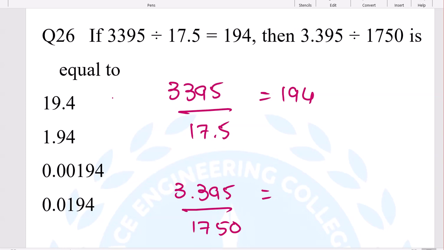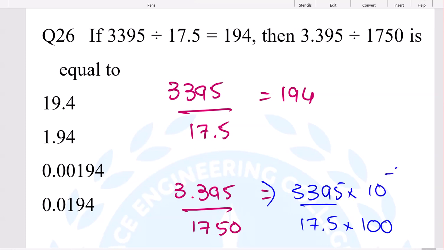17,750. If you want 17.5 to become 1750, what should be extra in the denominator? I want 17.5 in the denominator first. I can write this as 17.5 into 100. 17.5 into 10 is 175, 17.5 into 100 is 1750. Into 100 I have to take in the denominator. The numerator is actually 3,395, but I have 3.395. I should write this as 3,395 into 10 power minus 3. Is that okay?